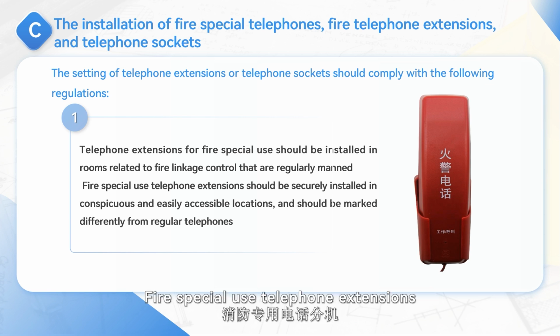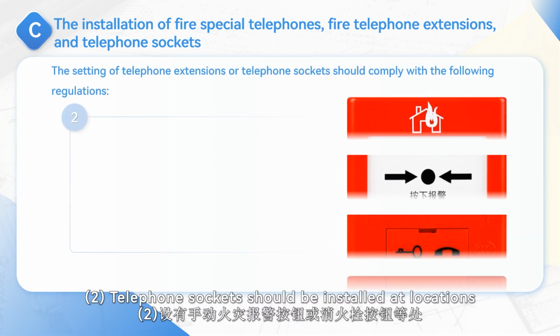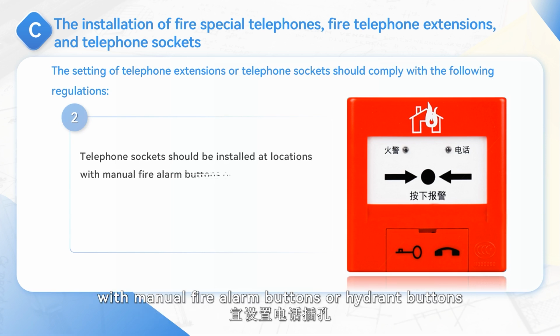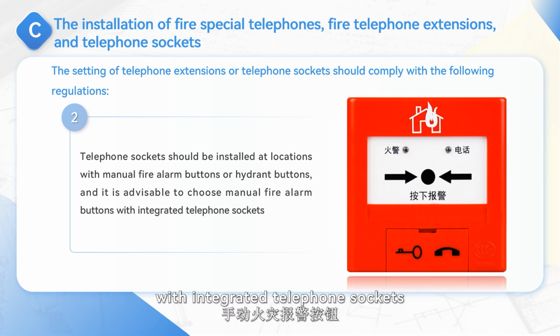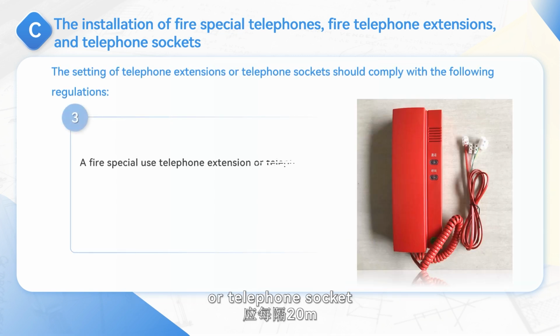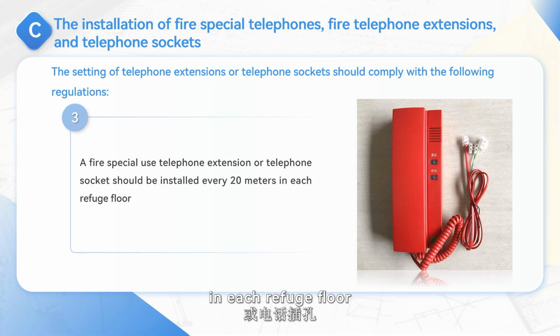Fire special use telephone extensions should be securely installed in conspicuous and easily accessible locations, and should be marked differently from regular telephones. 2. Telephone sockets should be installed at locations with manual fire alarm buttons or hydrant buttons, and it is advisable to choose manual fire alarm buttons with integrated telephone sockets. 3. A fire special use telephone extension or telephone socket should be installed every 20 meters in each refuge floor.